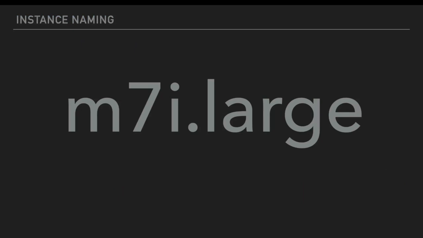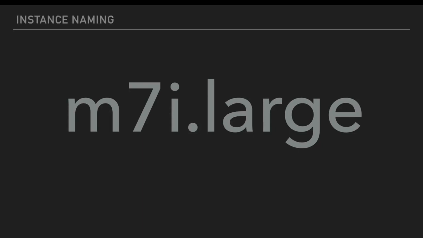Okay, let's look at a name for an instance. What's in a name? First of all, we have this M, and that M tells me this is a general purpose instance. If you remember back to our chart, M is general purpose. We have 7, and 7 tells me that this is the 7th generation. In other words, there was an M6 and there is still available an M6, there is still available an M5, and so on.